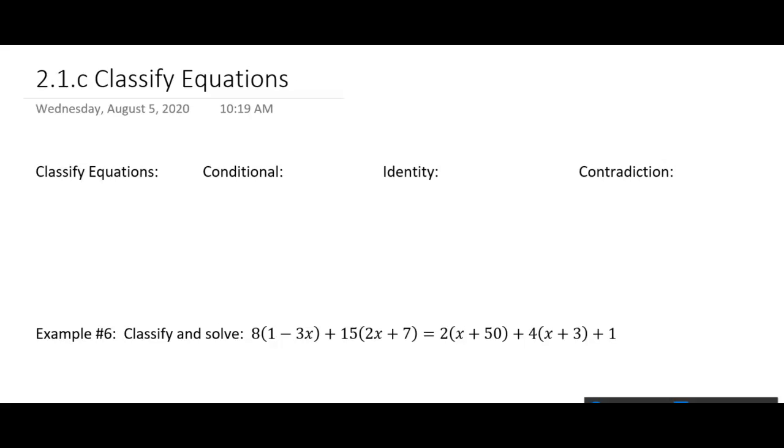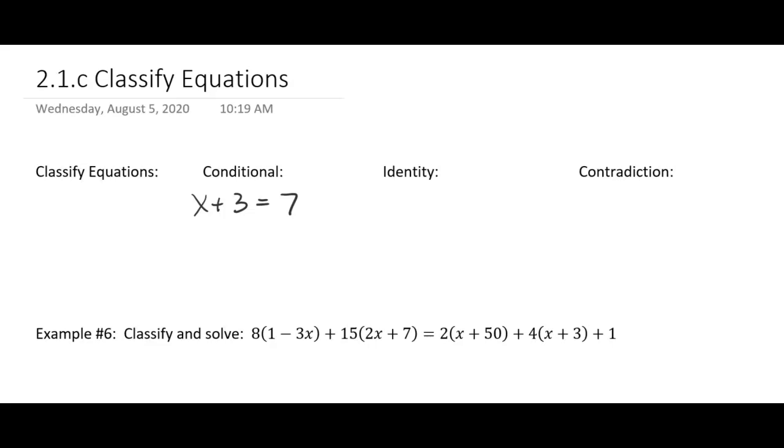So there are three different types of equations, linear equations. And so one of the things they ask us to do sometimes is to classify the equations. The first type of equation is one we're kind of used to seeing, something like x plus 3 equals 7. That's called a conditional equation.